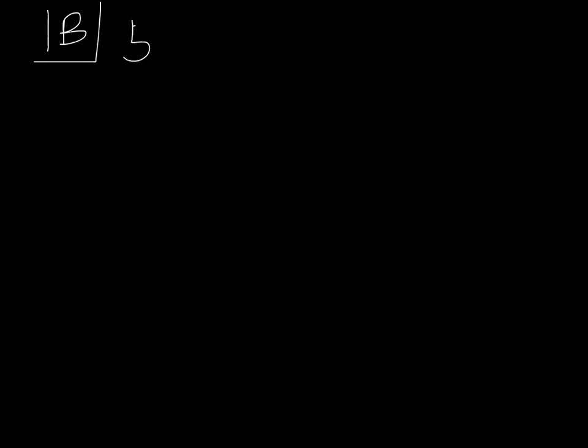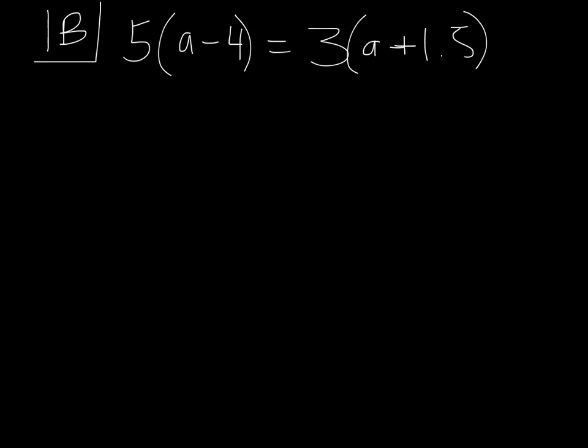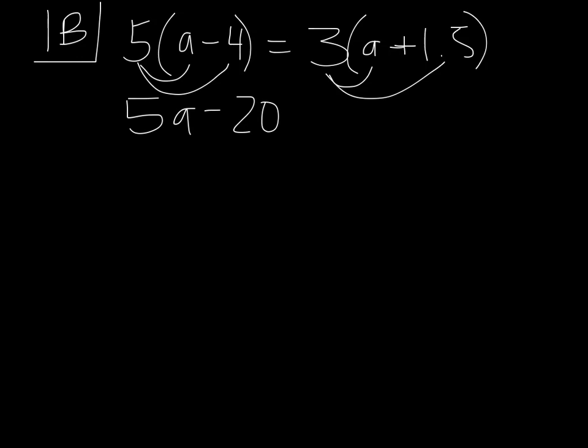1b says 5 times the quantity a minus 4 equals 3 times the quantity a plus 1.5. Alright, let's go ahead and distribute again. I'm going to do both of these in one step. 5 times a, 5 times negative 4. 3 times a plus 3 times 1.5, which would be 4.5. Alright, so now that we've distributed, it looks like the problems from yesterday.